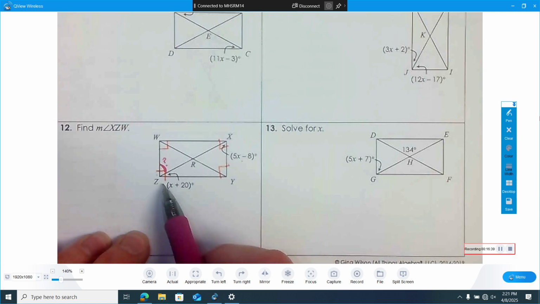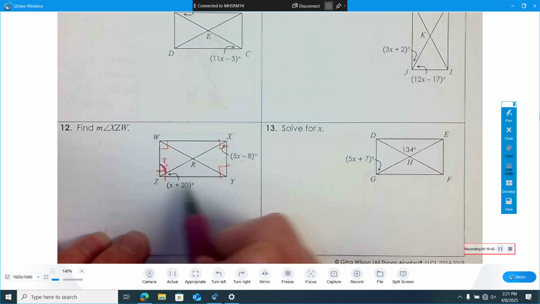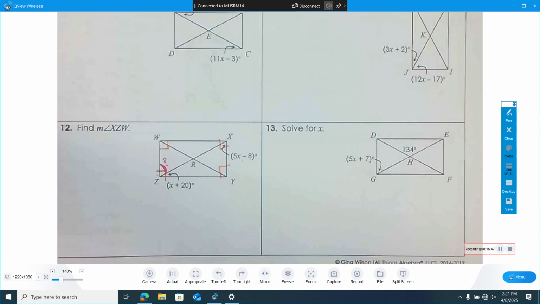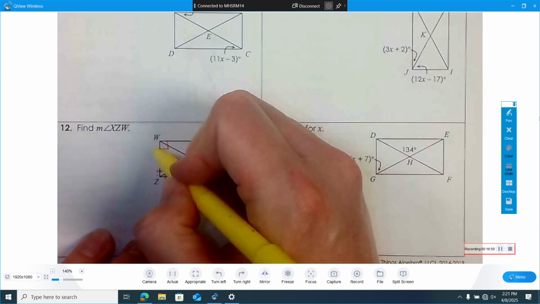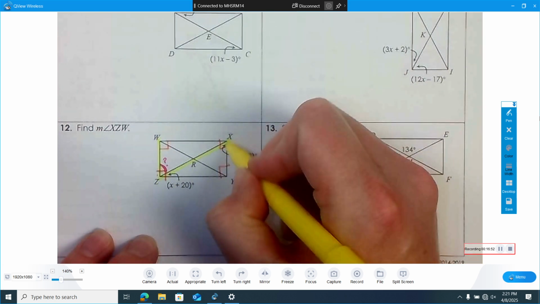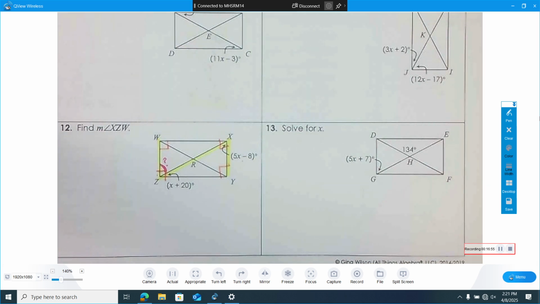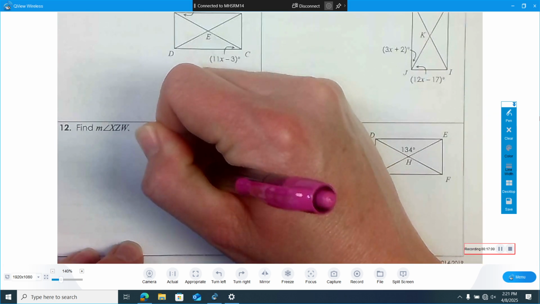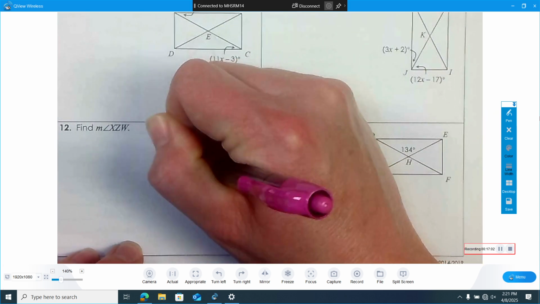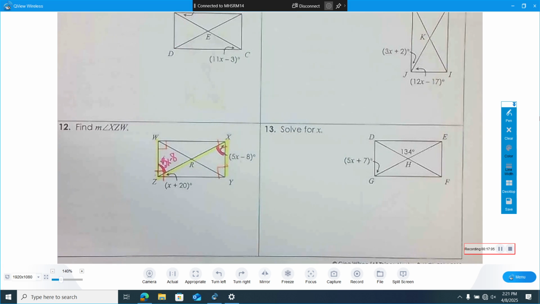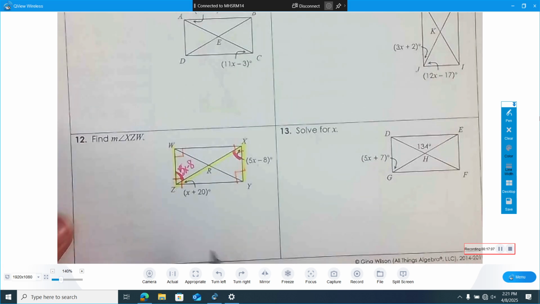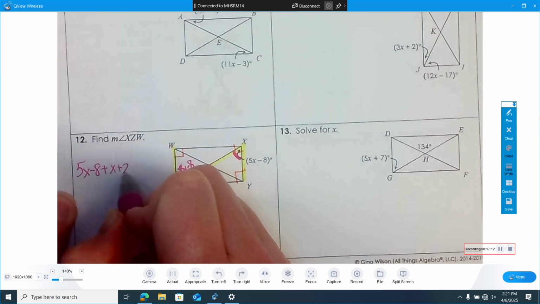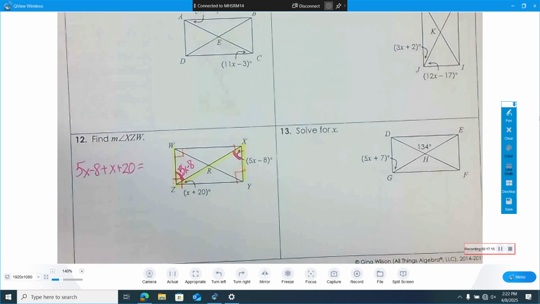Why did you say x plus 20 plus 5x minus 8? How do you know this is 5x minus 8? Alternate interior angles. Right here, parallel line, transversal, parallel line. So this little angle, 5x minus 8, is the same as over here. So it is also 5x minus 8. We got that alternate interior angles there. All right, so we have 5x minus 8 plus x plus 20. And those add up to equal how many degrees?